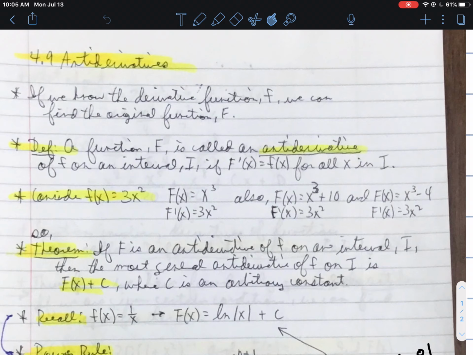But 4.9, like I said, tends to go pretty well because all you're dealing with here is the power rule. All right, so in general, if we know the derivative function, call it little f, then we can find the original function, which we're going to call cap F. Now, be careful with notation here. There are different notations that are used. I don't want that to trip you up. So notice in this case, we're calling the derivative little f, whose antiderivative, the original function, is cap F.